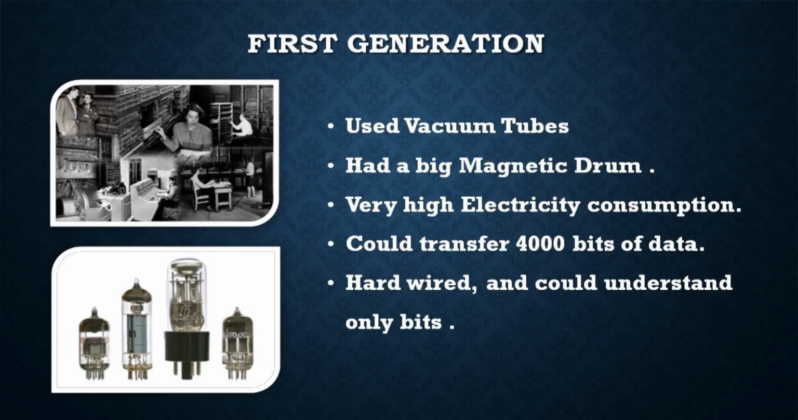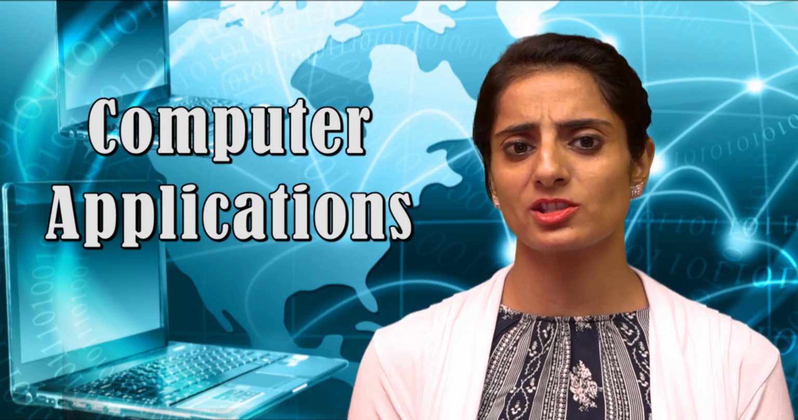For the memory part, magnetic drums were used. They had a very high electricity consumption because these tubes were large in number. But they could transfer only 4,000 bits of data, which was very less as compared to today. However, they were hardwired and could understand only bits. We moved on to second generation then.